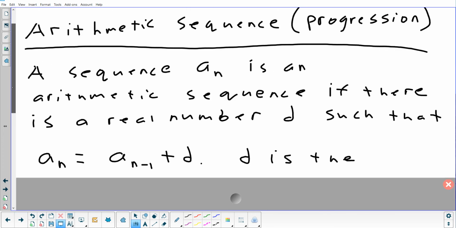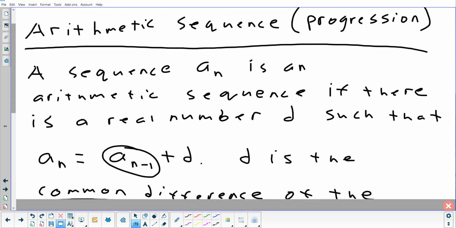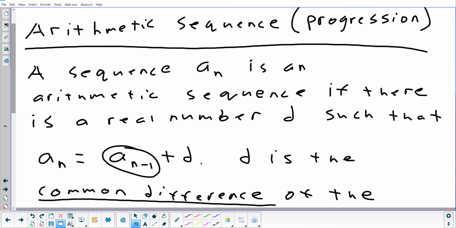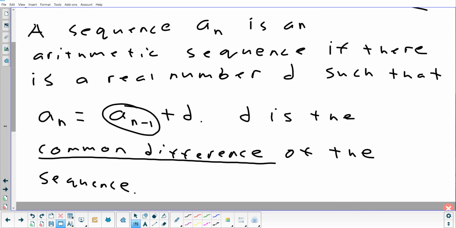So in an arithmetic sequence, the idea is that there is a number you can find that you can add to the previous term each time to get the next term. So we had some like this earlier. You add a constant to the previous term to get the next term. D, or the number you're adding, is called the common difference of the sequence.